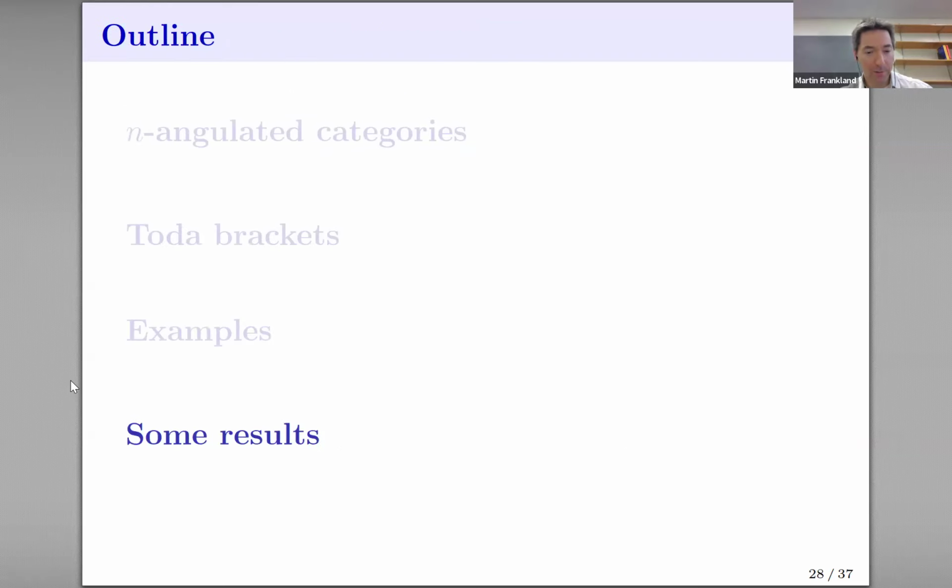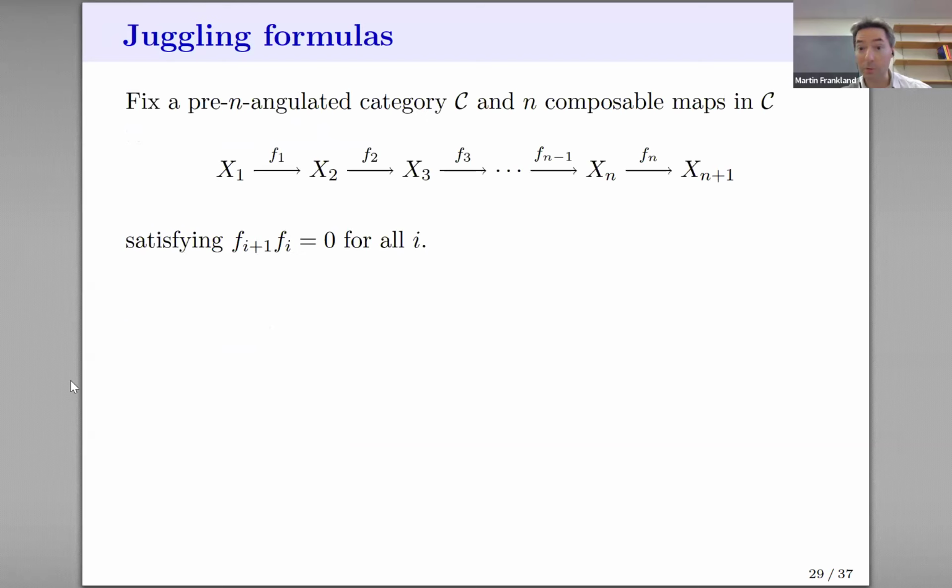All right, let's look at a few results about higher Toda brackets. Well, they're not higher, they're longer Toda brackets. We're in the same setup as before. We have our n composable maps, and we assume that 2 maps in a row compose to 0, because that's really the only interesting case.